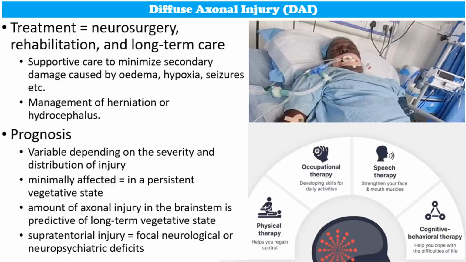Unfortunately, little can be done for patients with diffuse axonal injury other than providing supportive care, trying to minimize secondary damage caused by cerebral edema, hypoxia, seizures, etc. Management involves the early recognition and treatment of neurosurgical complications, such as herniation and hydrocephalus. Depending on the severity and distribution of injury, patients can vary from minimally affected to being in a persistent vegetative state. The amount of axonal injury in the brainstem is predictive of long-term vegetative state, whereas supratentorial injury can result in focal neurological or neuropsychiatric deficits.